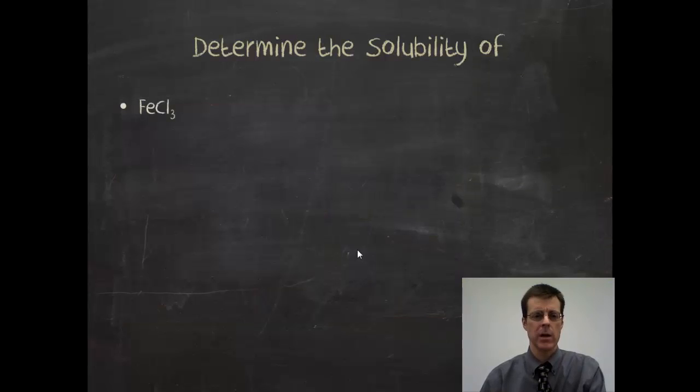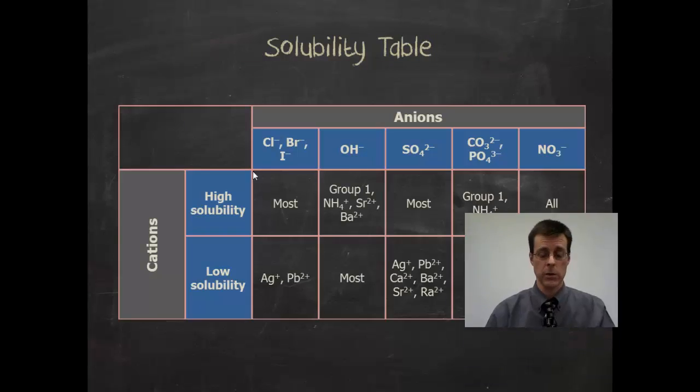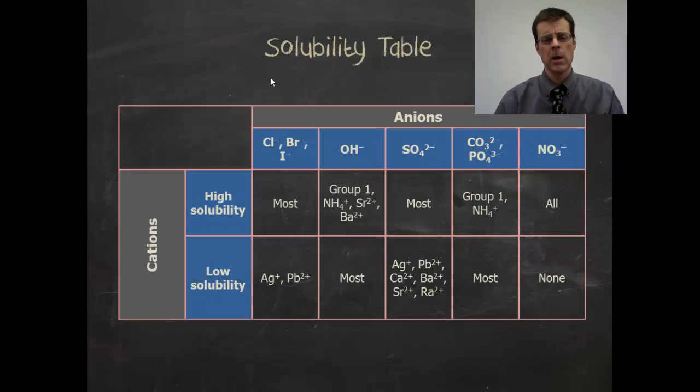So one kind of question that you're going to see is this: determine the solubility of, and I'll give you a chemical formula. It'll be an ionic compound, and I'll ask you to figure out if it's going to be high solubility or low solubility. So what do you do? You go to the table. We're looking for iron 3 chloride. So we start by looking at our chloride. And okay, here's chloride right here.